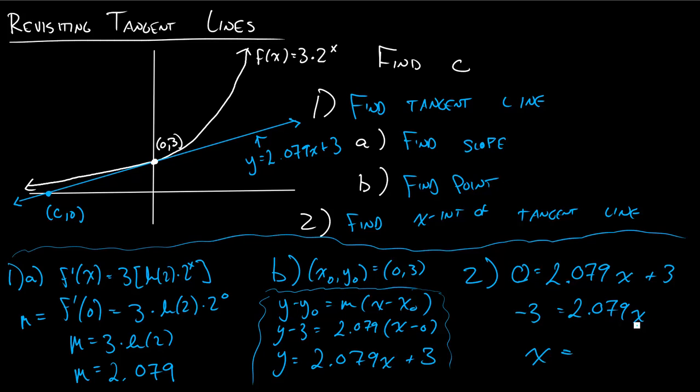And I've actually carried through all the decimals with this solution, like I told you, you have to. And you will get x is equal to negative 1.4427.